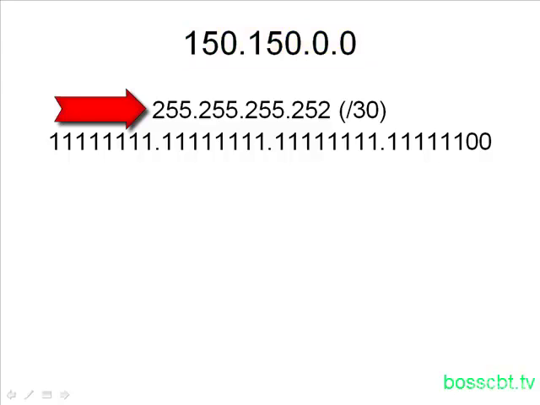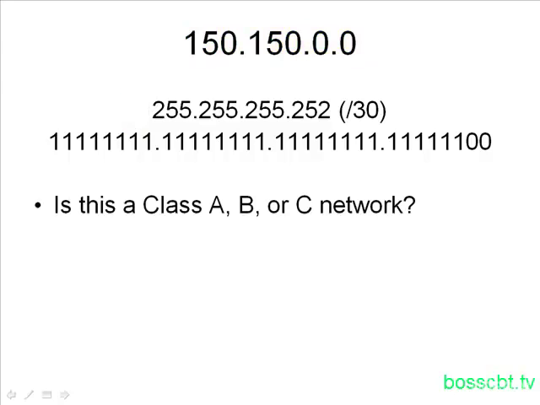So just like we did last time, let's go ahead and ask ourselves a question. Is 150.150 a Class A, Class B, or C network? The answer is going to be Class B, because 150 falls within the range of the Class B networks. That tells us that the first 2 octets are dedicated to the network portion and will not be changed.